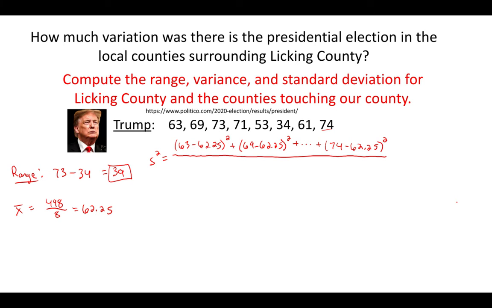That's the sum of all of them divided by the total number in the sample, which is 8. So it's 8 minus 1. When we do that, we get s squared equals 1261.5 over 7. And that gives us 180.21 approximately. And then for s, standard deviation, we'll just take the square root of that, 180.21, which is 13.42.